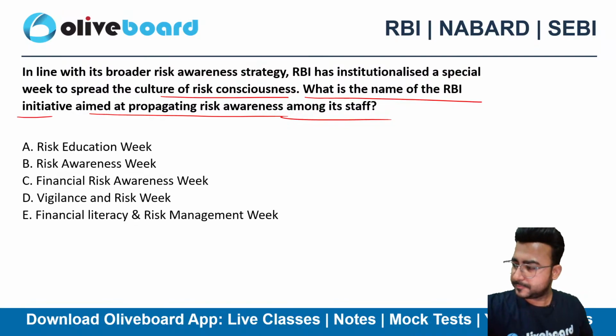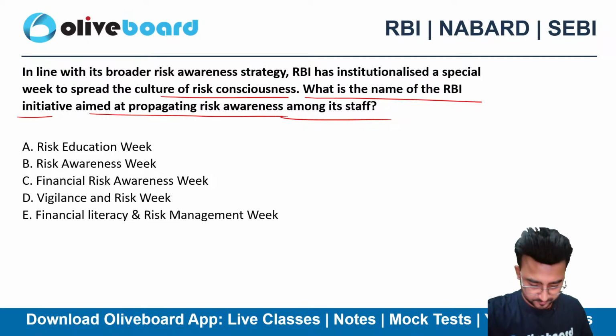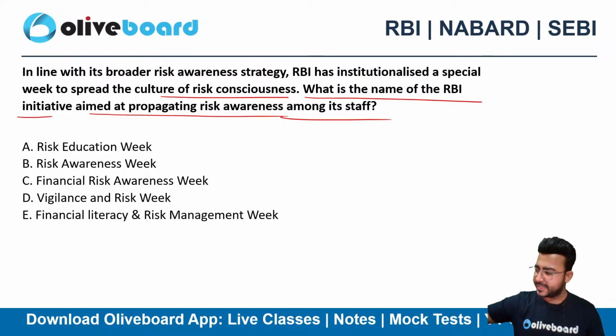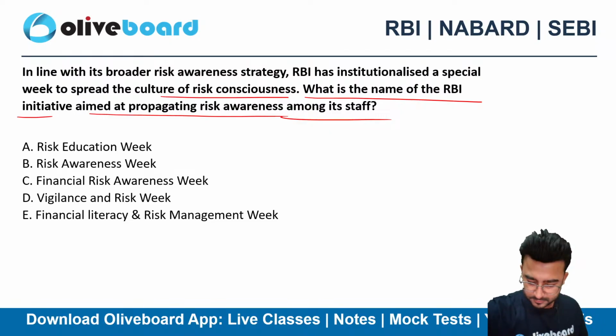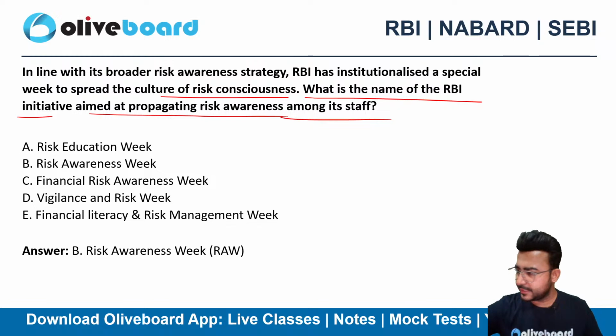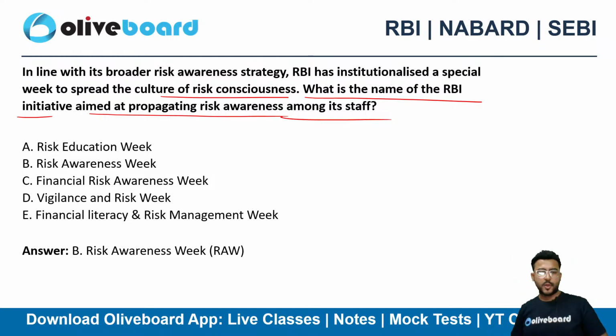Any guesses? No negative marking here on the table today. Any guesses? The correct choice here is option B. Okay, it's there in your annual report. Option B is the correct choice, risk awareness week.